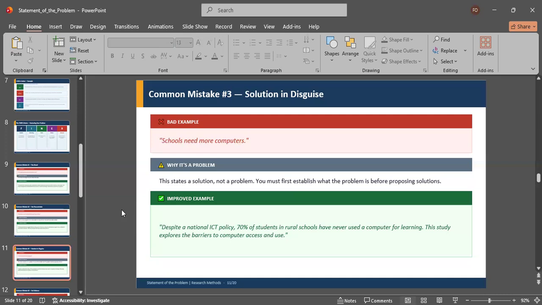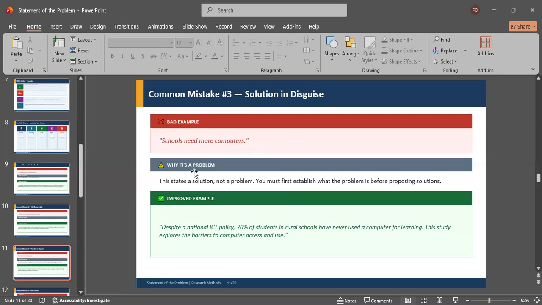Now, the improved example. Say, "Despite the national ICT policy, 70% of students in rural areas have never used a computer for learning. This study explores the barriers to computer access and use." Simple. This is a properly written one. Talking about policy, that should be the ideal. Don't forget the ideal. So your statement should not look like a solution like this example here.